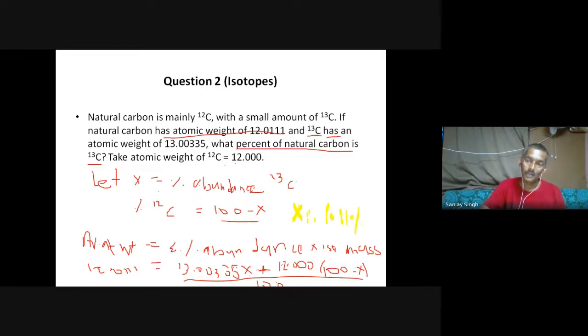So that's the value for your carbon 13. This X is your carbon 13 over here. We have been solving for X, and the value of X, that's the isotopic percentage for your carbon 13, comes to 1.11%. Then the percentage abundance for carbon 12 is 100 minus X, and with X as 1.11, 100 minus 1.11 gives you 98.89. So that is the percentage of carbon 12.